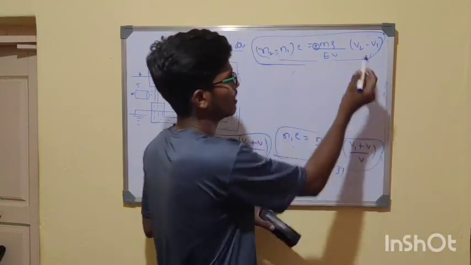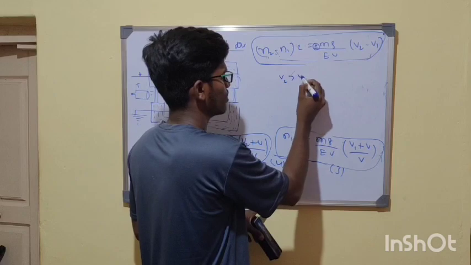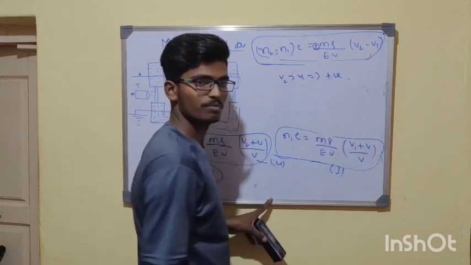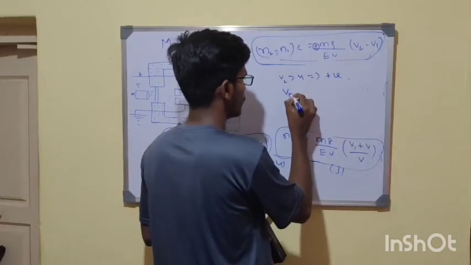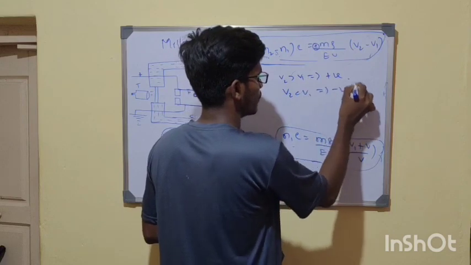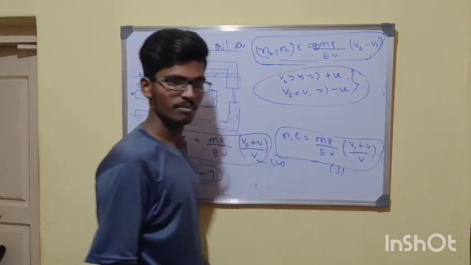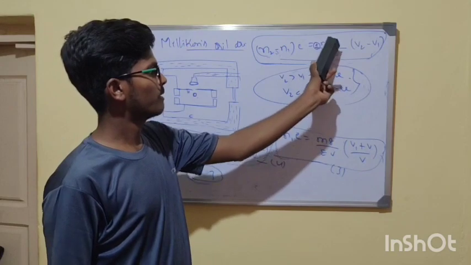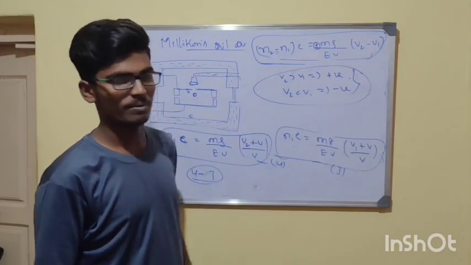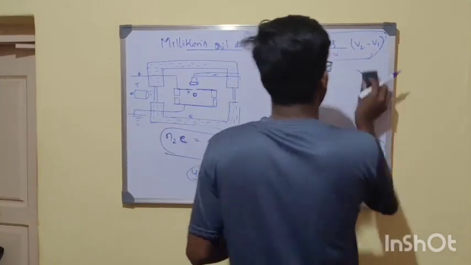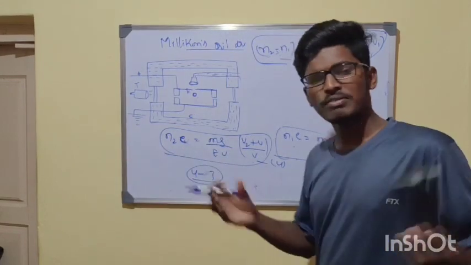Whenever v2 is greater than v1, we have positive charge. Whenever v2 is less than v1, we have negative. We have both conditions. That's why I am representing plus or minus mg divided by ev into (v2 minus v1). So when they demonstrated the experiment, they did 100 trials.